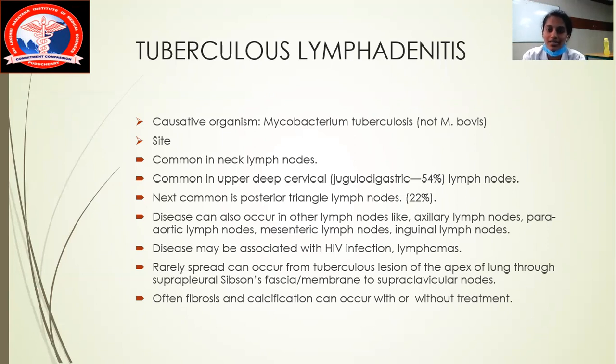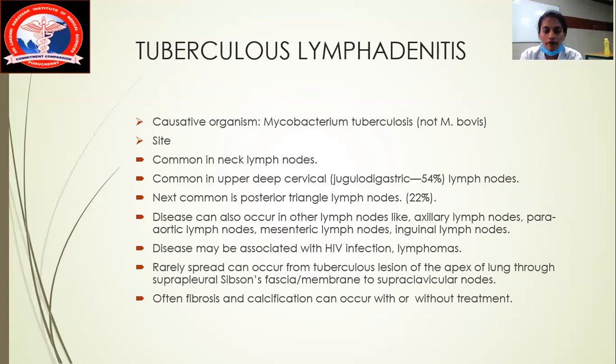But the most commonly seen is the neck nodes, which is also called a collar stud abscess. The patient can also be associated with HIV infection and lymphomas, so the patient is in an immunosuppressed state. Therefore, TB comes into play when the patient is immunosuppressed, and also with HIV infection. Rarely, spread can occur from the tuberculous focus at the apex of the lung through the suprapleural membrane to the supraclavicular nodes.